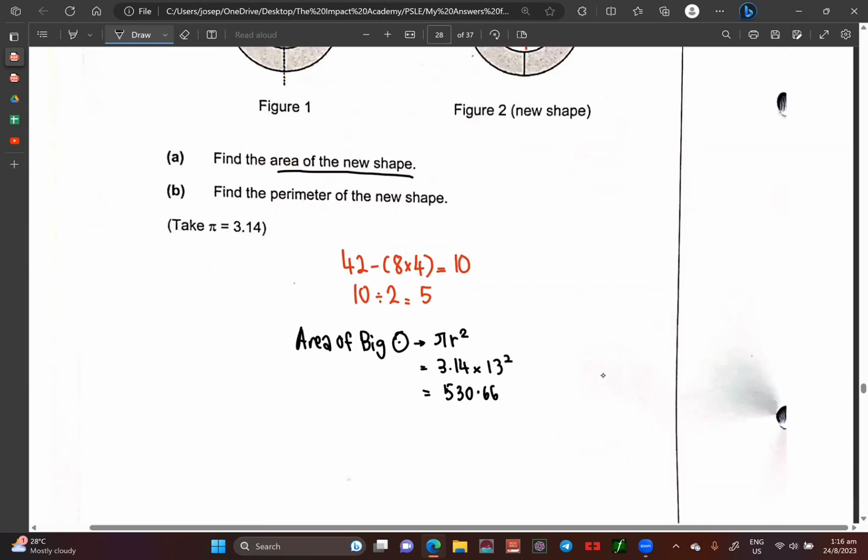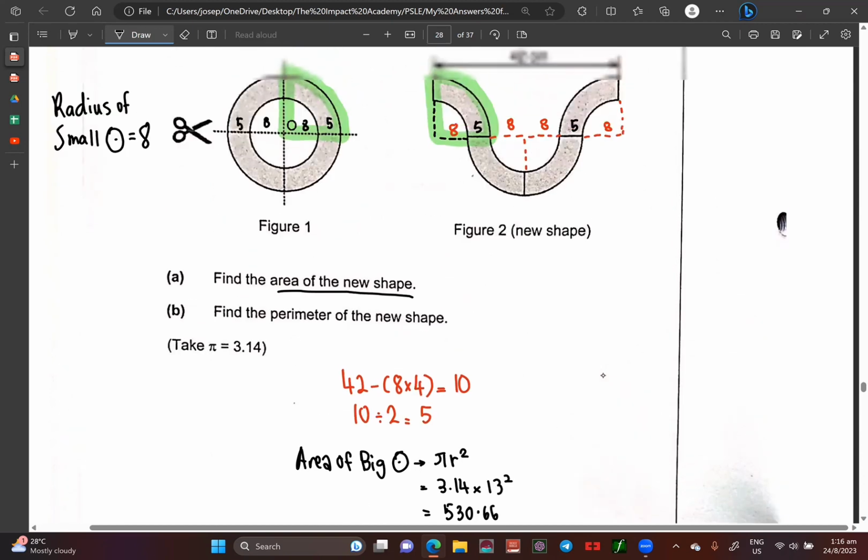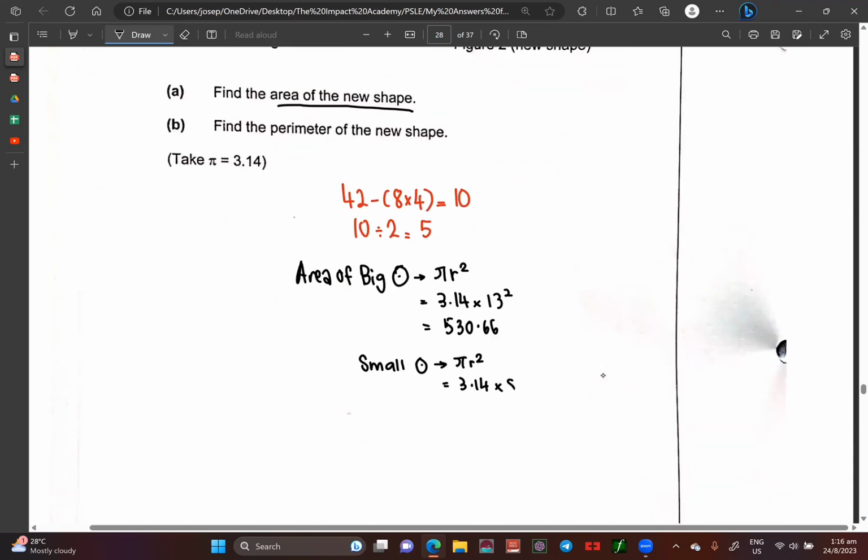530.66. Now, next thing, of course, you want to find the small circle. Same thing, pi r square. So we go 3.14 times the radius. The radius, as you can see over here, is 8. So 8 to the power of 2. So when you do 3.14 times 8 to the power of 2, you get an answer of 200.96.